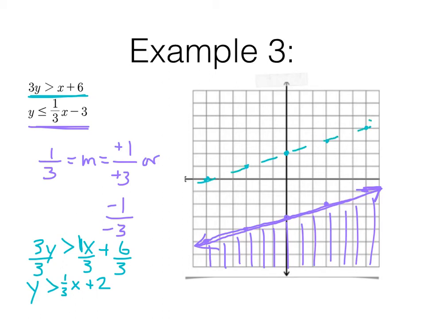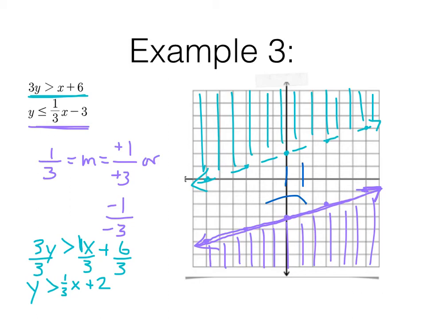This one is broken, and it is shaded up because it's a greater than. If you look at this, you've got this gigantic region in the center with no shading. So this system actually has no solution because there's no overlapping region. Fascinating, isn't it?